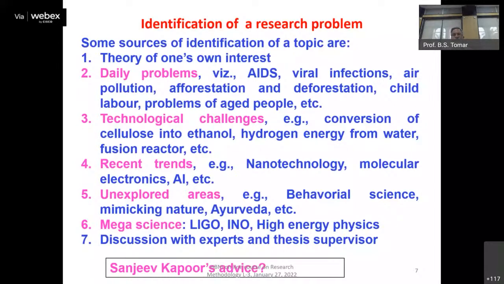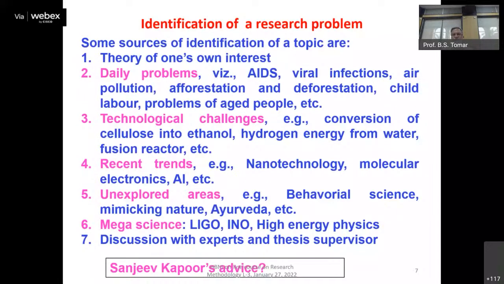Then there are technical challenges, technological challenges. I have just listed some of them, but I'm sure there are many of them, like conversion of cellulose into ethanol. You must have heard about Ramar Pillai, who became famous, who claimed that he had converted cellulose into ethanol, but somehow it could not be repeated.